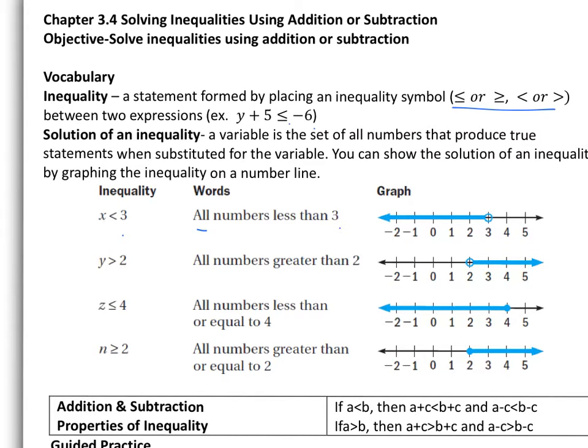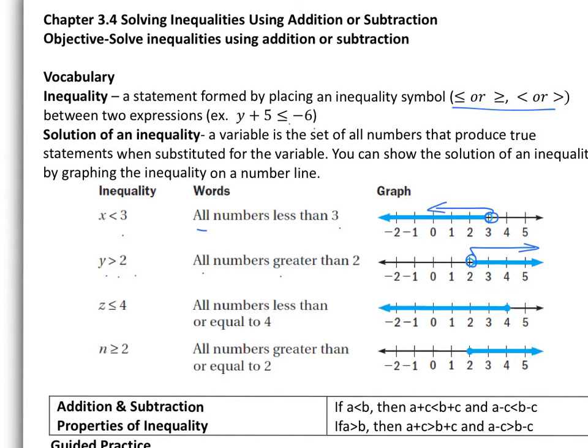The graph will be an open dot on 3, and it would point left, all the numbers less than 3, not including 3. And for y greater than 2, this means all numbers greater than 2. Again, it's an open dot, and the arrow will point to the right, all the numbers greater than 2, not including 2.